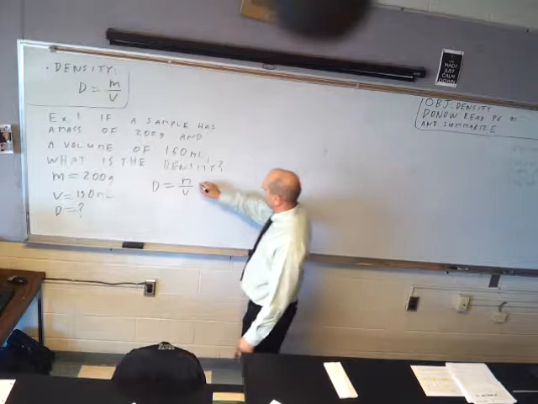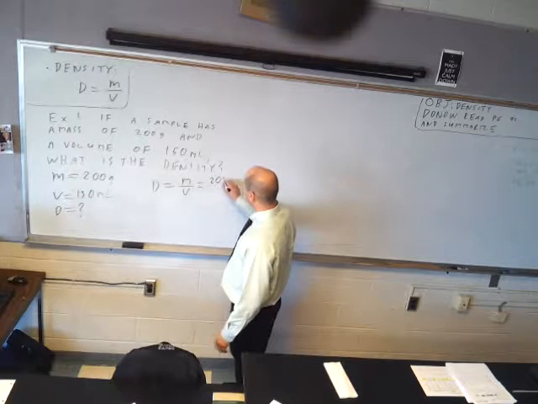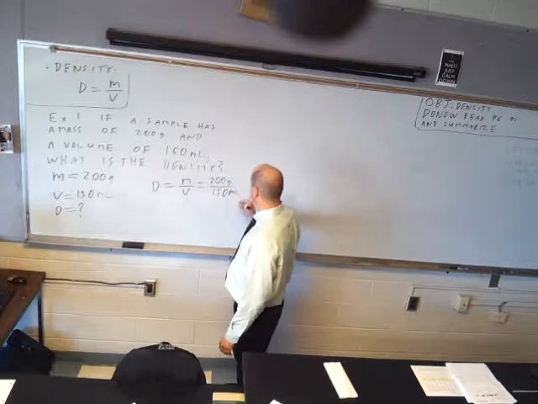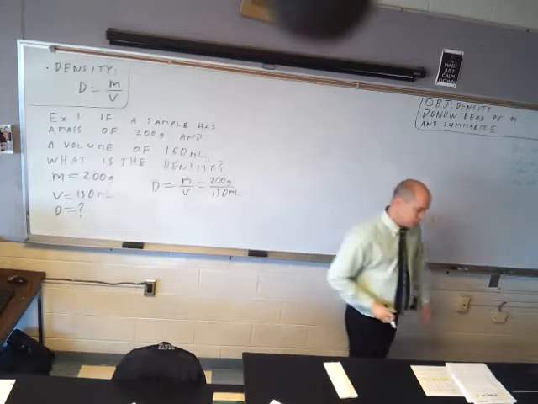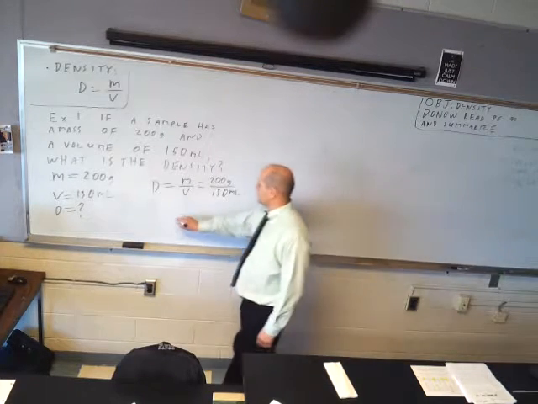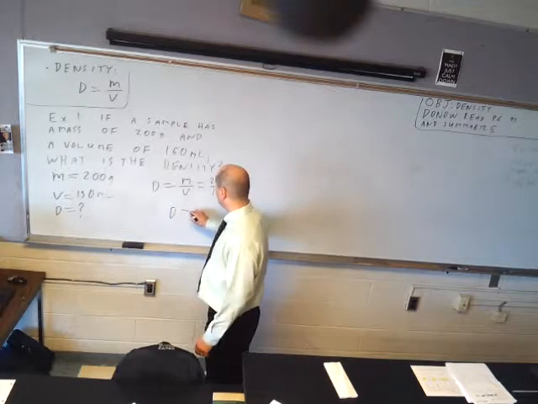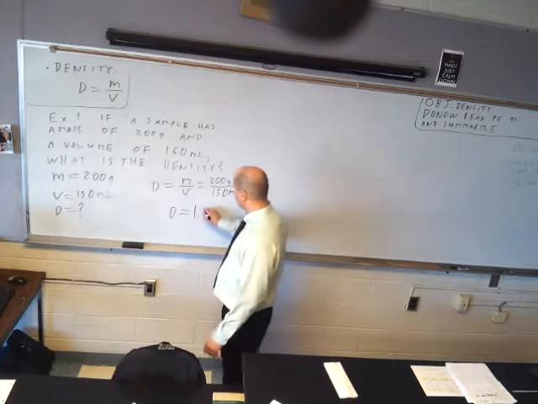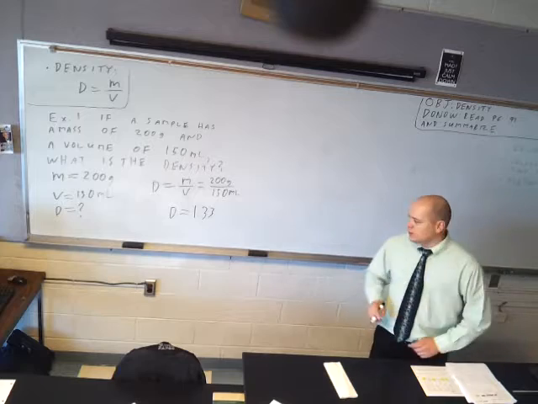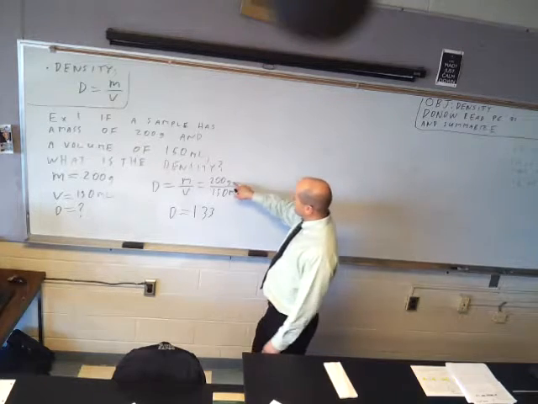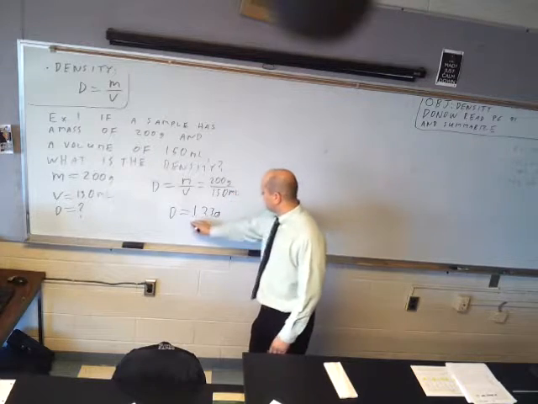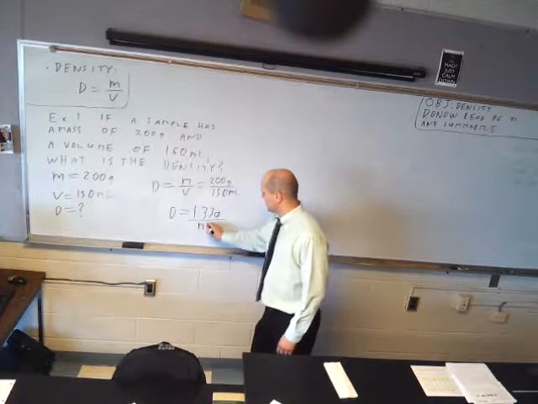Okay, so all we gotta do is put in our numbers. 200 grams divided by 150 milliliters. Make sure you write your units into your calculation. What's 200 divided by 150? 1.33. We'll just put a couple threes there. You don't need a whole bunch of them. And then whatever units you have in your calculation, they stay there. So you're going to write grams on top, divided by milliliters on the bottom.